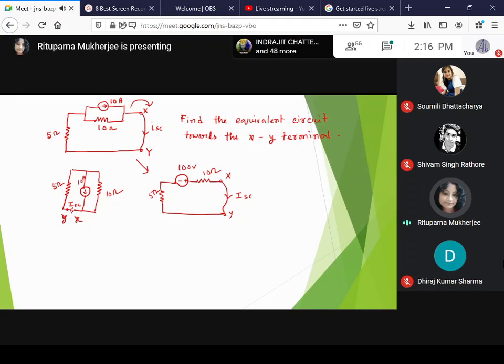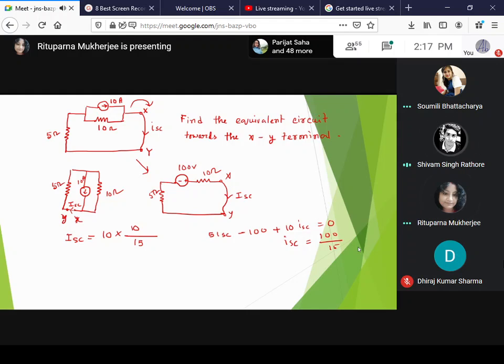So what is the value of ISC here? For this case, you can use the current division rule. So ISC should be equal to the main current, that is 10, times the opposite resistance, means 10, divided by the total resistance, that means 10 plus 5, which is 15. In this case, you can apply KVL. Here the current ISC is flowing, so you can write 5 ISC minus 100 plus 10 ISC equals 0, or ISC equals 100 by 15.